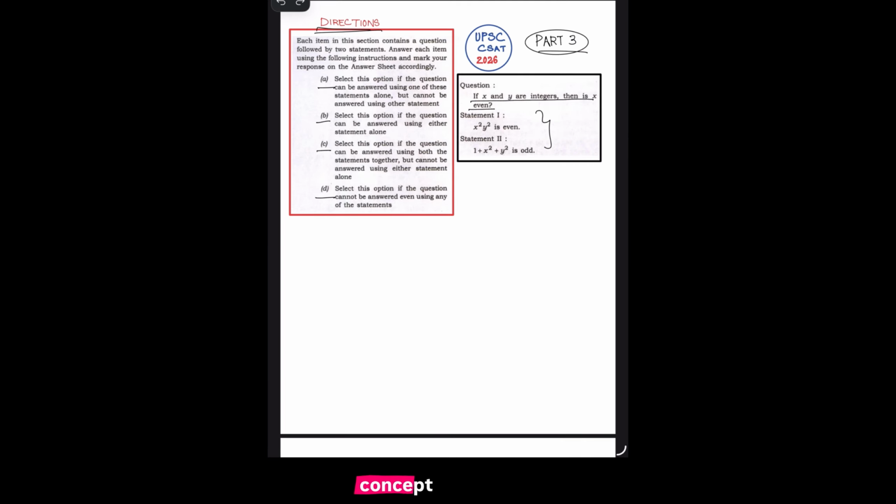The question goes like this. If x and y are integers, then is x even? We are given two statements based on which we have to identify the correct answer option. Before we begin, here's an important concept. The square of an integer has always the same odd even nature as the integer itself. In other words, square of an even integer will always be even and square of an odd integer will always be odd. Now let us evaluate the statements one by one.